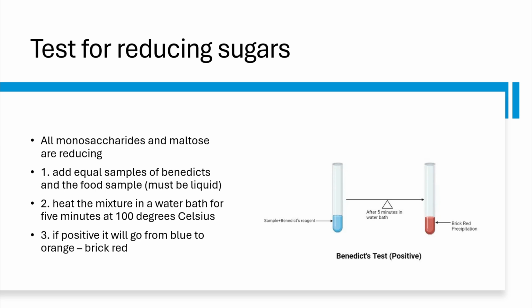Step 2, you heat the mixture in a water bath for 5 minutes at 100 degrees Celsius. And step 3, if it's positive, so if there is a reducing sugar found, a monosaccharide, it will go from blue to orange or brick red. So the solution will go from blue after 5 minutes in the water bath at 100 degrees.